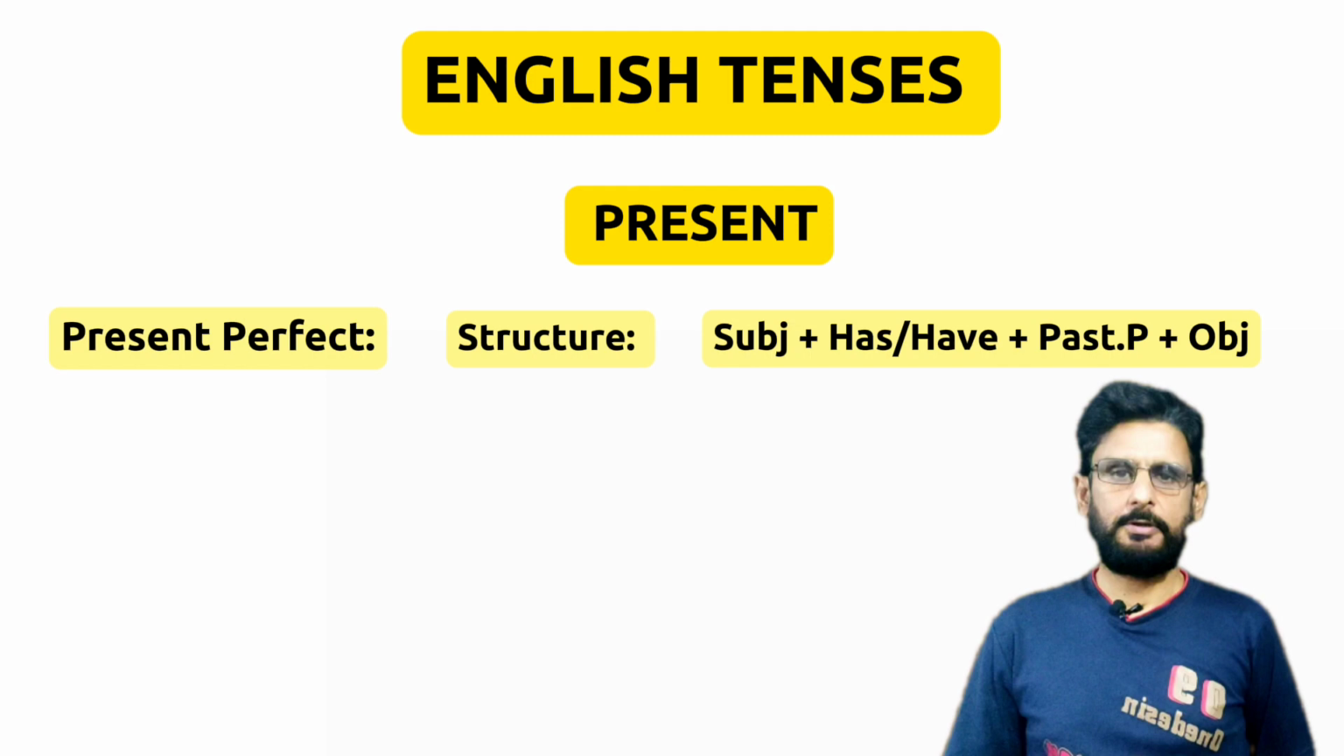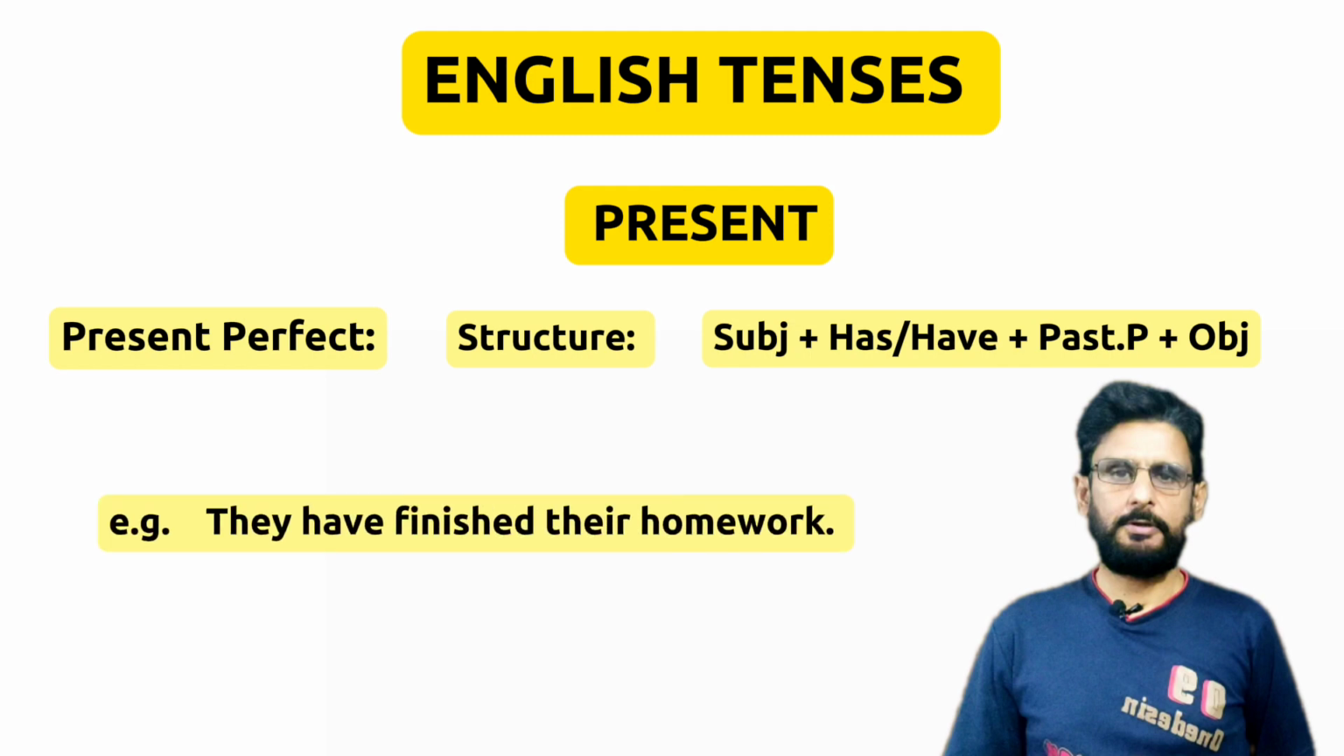For example, according to this structure, let's construct a sentence. They have finished their homework. So this is the example of it. They have finished their homework. They is the subject, have is the helping verb, which is always there in the present perfect tense. Either has is there or have is there. Over here, subject is they.